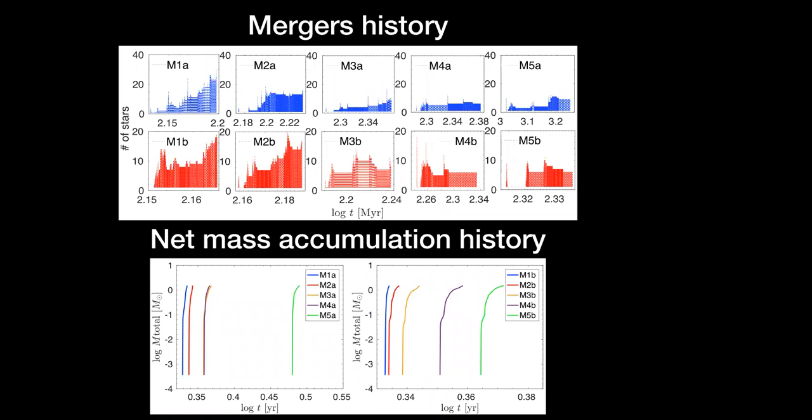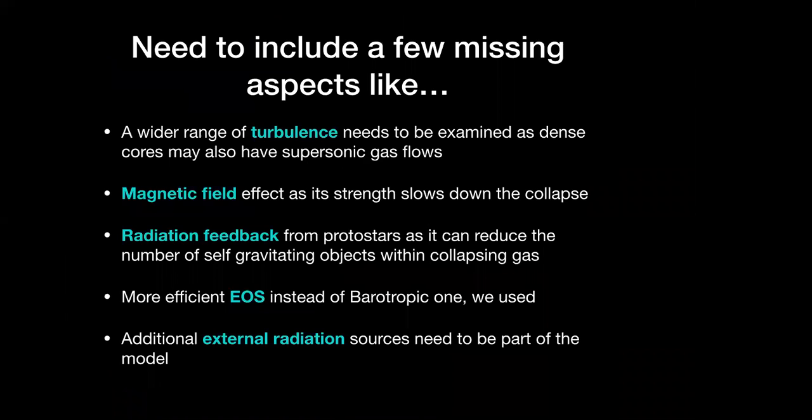That's the merger history, and at the bottom you have the net mass accumulation history in our simulations. We performed simulations, but obviously we did not take into account all possible aspects. For instance, we haven't considered the variety of turbulent states that could be possible in the star forming gas. So we just follow the transonic gas. This is something that we need to bring into the model to understand more deeply what's going on in terms of the trends. And our simulations also did not take into account the magnetic field.